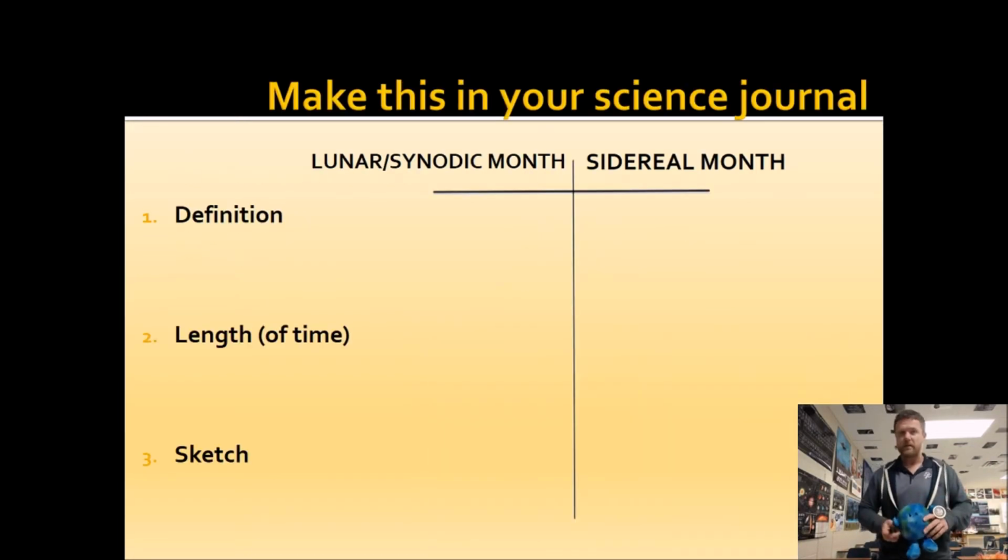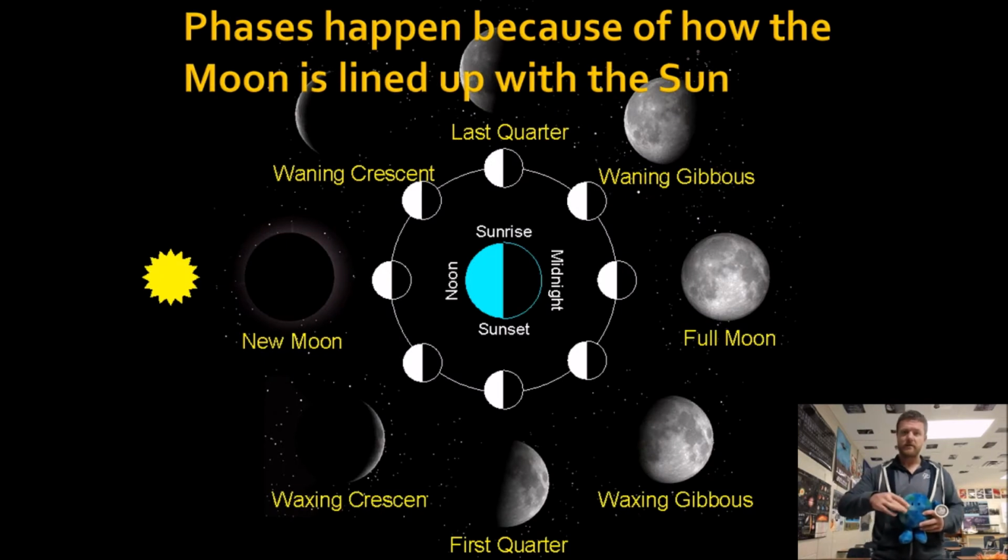We are, again, going to make a T-chart. So put synodic or lunar month on one side, and I want you to put sidereal month on the other. You're going to need the definition, you're going to need how long they last, and you're going to need a sketch. We're going to get ahead of ourselves because we're going to talk about this in just a few days, but the phases of the moon, they don't have anything to do with the Earth going in front of the moon. That's called an eclipse.